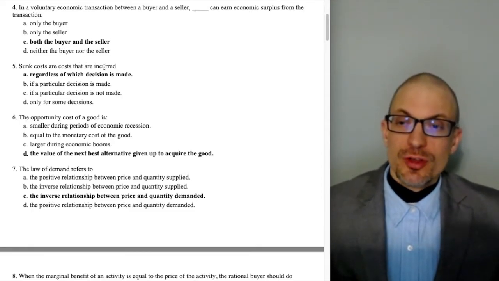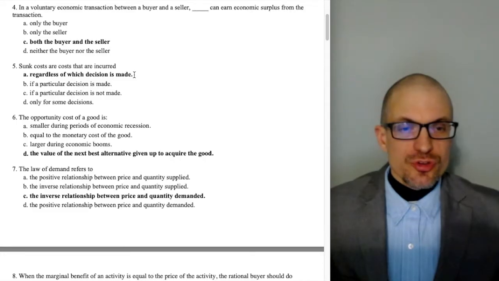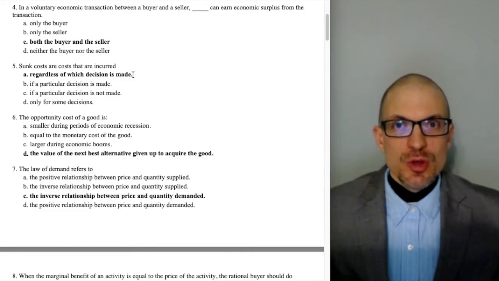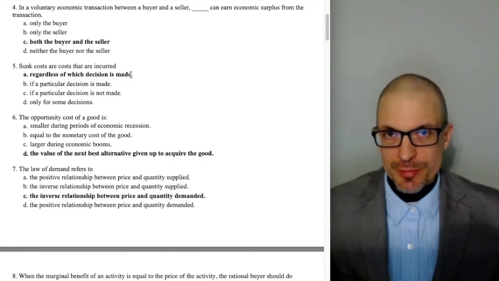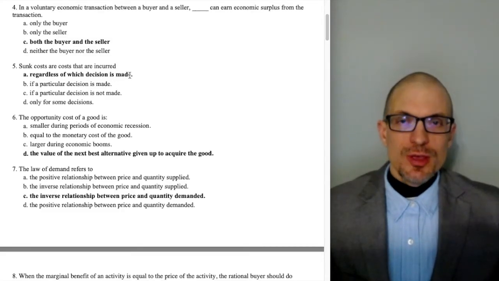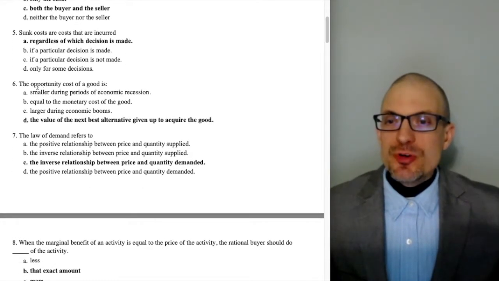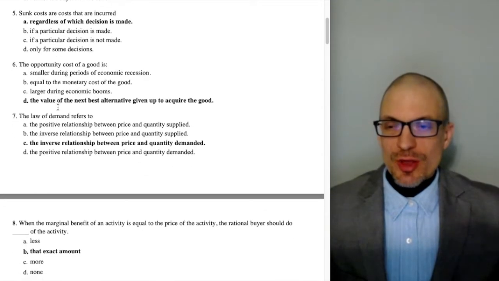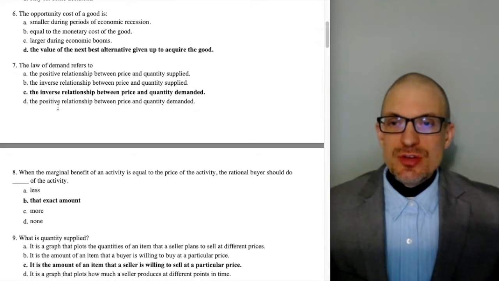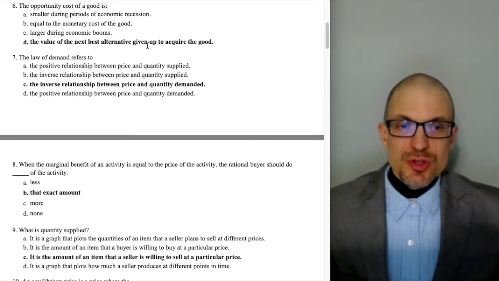Sunk costs are those that are incurred regardless of which decision is made. That's almost true by definition, but it's exactly why we ignore sunk costs for the purposes of rational decision making, because you can't change them regardless of which choice you make, and therefore they're sunk. They're irrelevant for the decision. The opportunity cost of a good, well, the best answer here is the value of the next best alternative given up to acquire the good. It's what you've sacrificed.